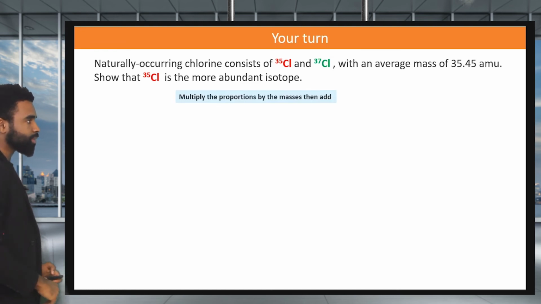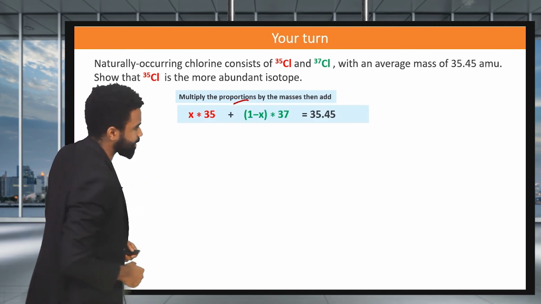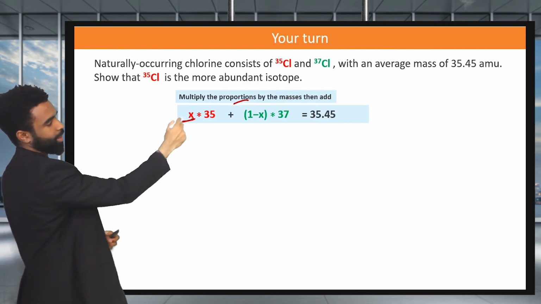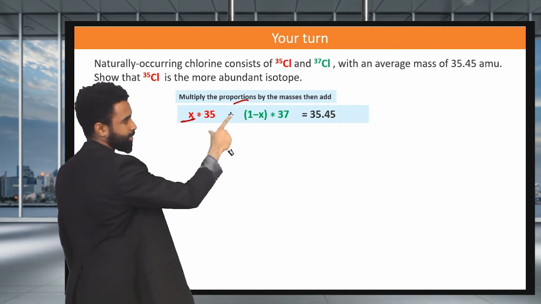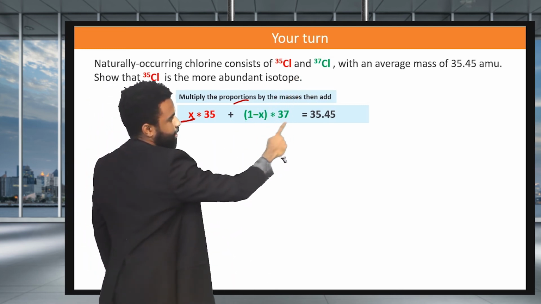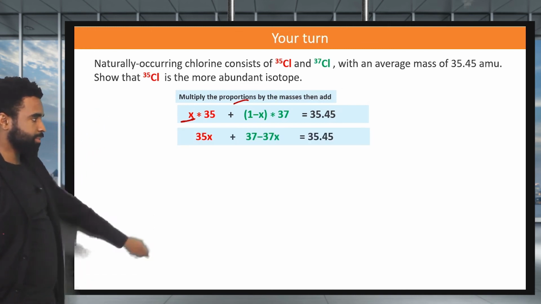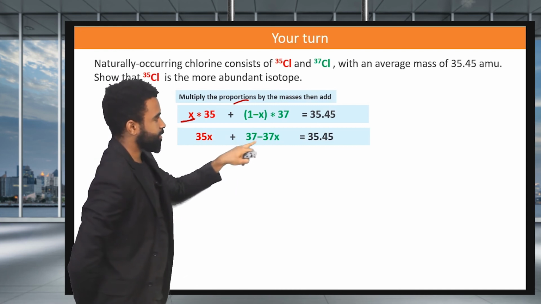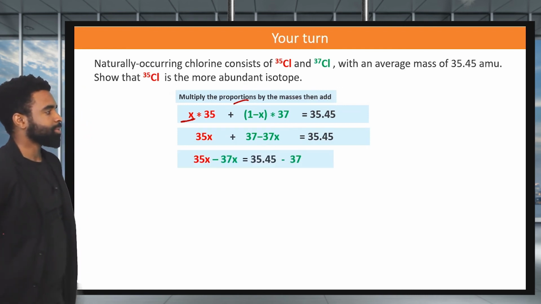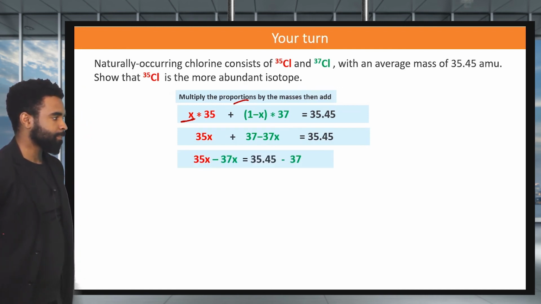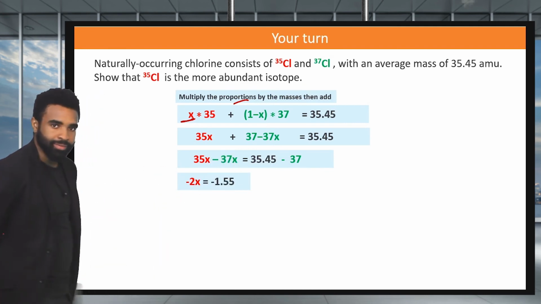1, 2, 3. Here's the idea. Just as always, we multiply the proportions, which are unknowns, by the masses, and we add them. This proportion is an unknown, x times 35, plus this proportion unknown, 1 minus x, since there are only two of them, so they must add up to 1, times 37, is equal to 35.45 atomic mass units. And we just multiply it out. Here we have 35x. 37 times 1 is 37. 37 times minus x is minus 37x. 35.45 there. We subtract 37 from both sides. Beautiful. And we're left on this side with minus 2x, equal to minus 1.55 on that side.